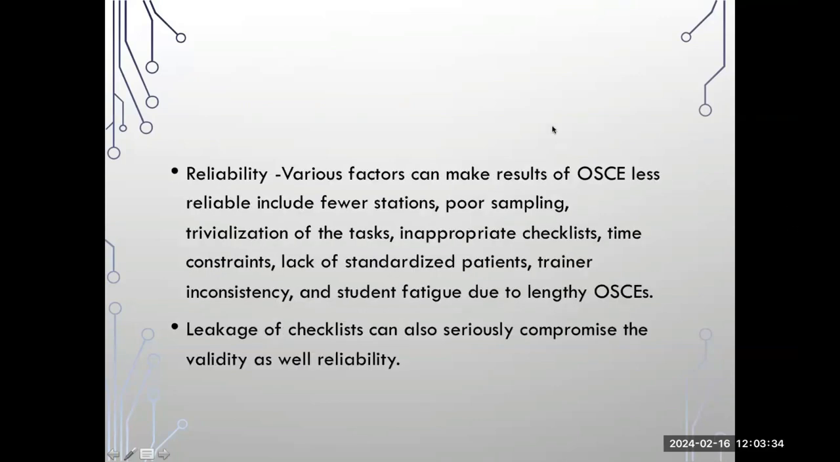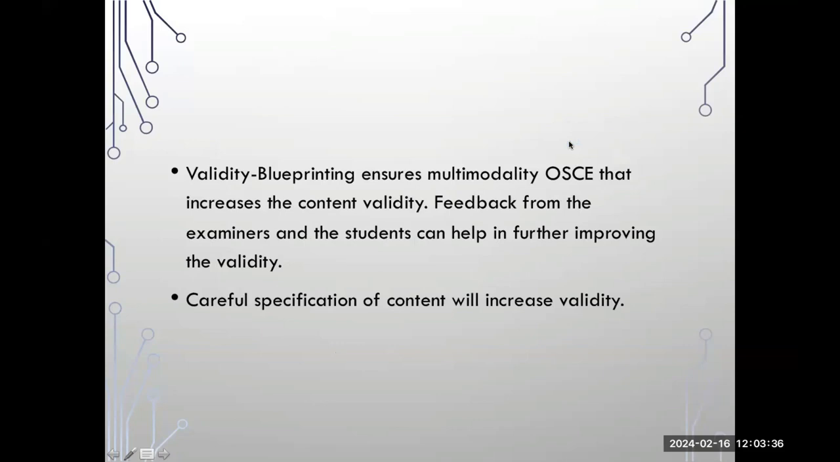So how do we ensure the validity? We ensure validity by blueprinting. Blueprinting ensures that if we have an OSCE which takes into account all the psychomotor, the knowledge part, the skill part, and the abstract part of the testing, then obviously it will be a valid one. And we have to prepare a schedule or the blueprint before we come to the stations part. So first is blueprinting, then comes developing the stations, and then we develop the checklist.